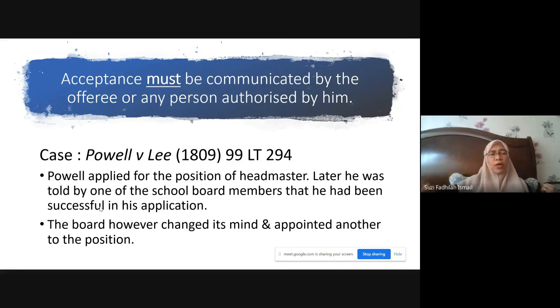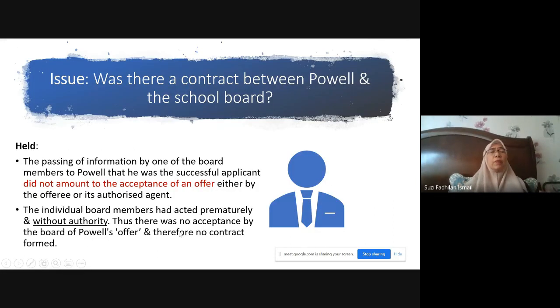The board, however, changed its mind, and he wasn't successful. The board appointed another person, another interviewee, to the position. So Powell was angry because he thought there was a contract. He thought there was acceptance. But the court held that the passing of information, when it was conveyed to him by one of the board members, doesn't amount to acceptance.